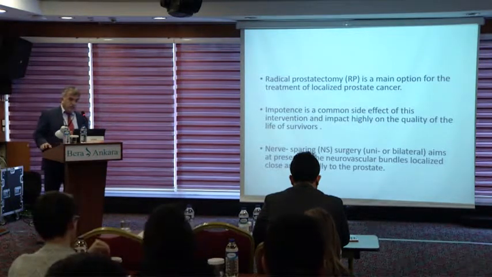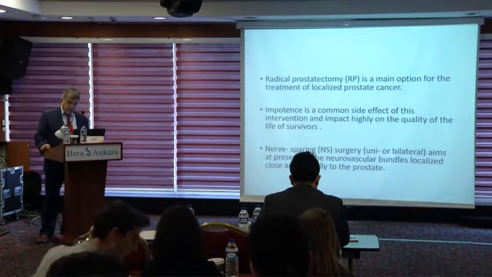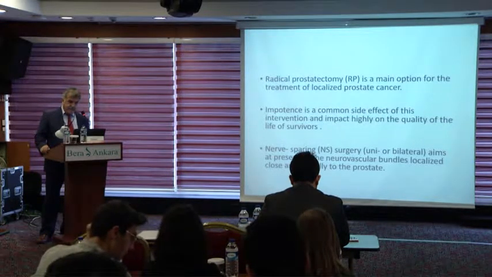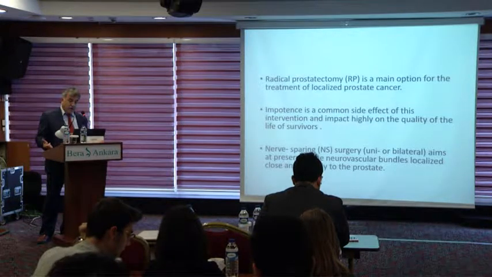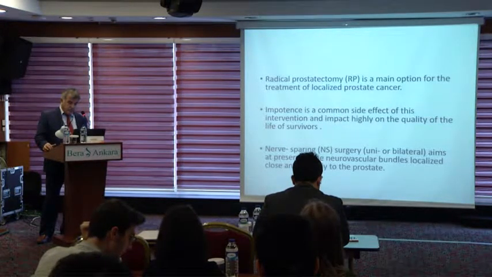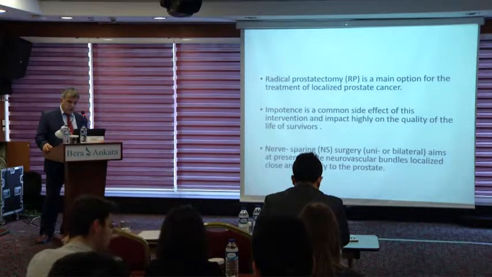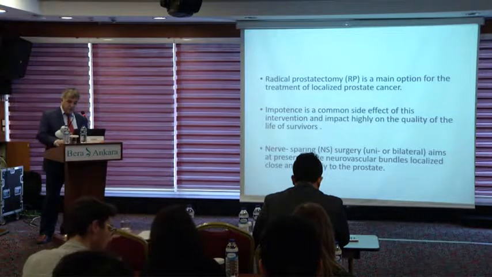Radical prostatectomy is a main option for the treatment of localized prostate cancer. Impotence is a common side effect of this intervention and impacts highly on the quality of life of survivors. Nerve sparing surgery, unilateral or bilateral. If we do unilateral, generally patients preserve their potency. The aim of the sparing is preserving the neurovascular bundles, localized close and lateral to the prostate.